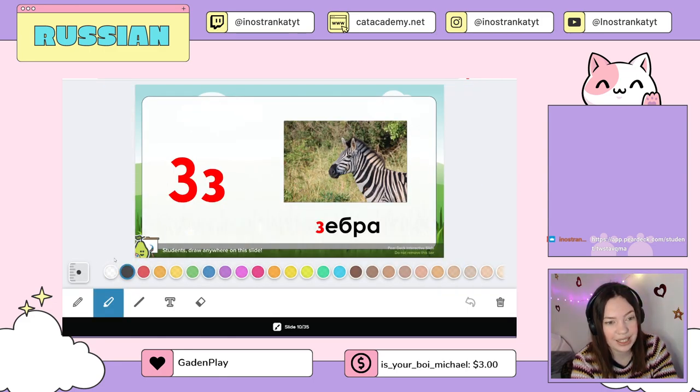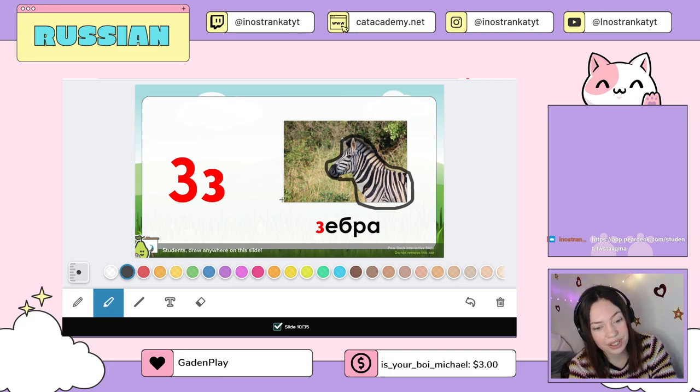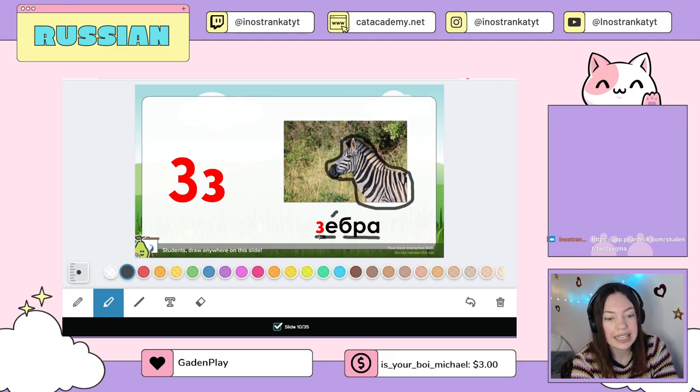Next one is number three, but actually it's also a letter. If we look at this beautiful white and black animal, we call it zebra, and we can guess that the pronunciation of this bukva is z, ze. Zebra. So we stress the first syllable, zebra.